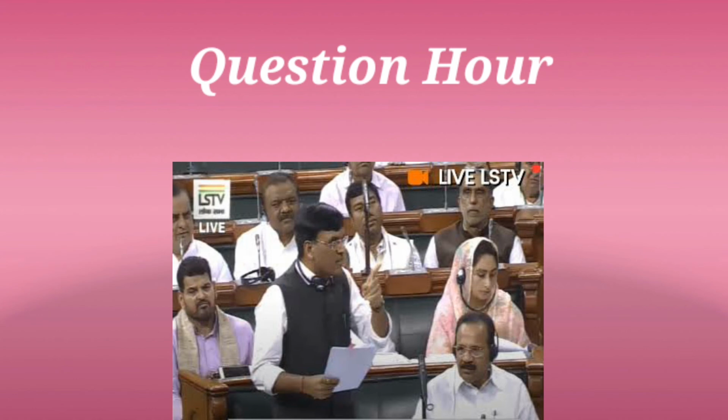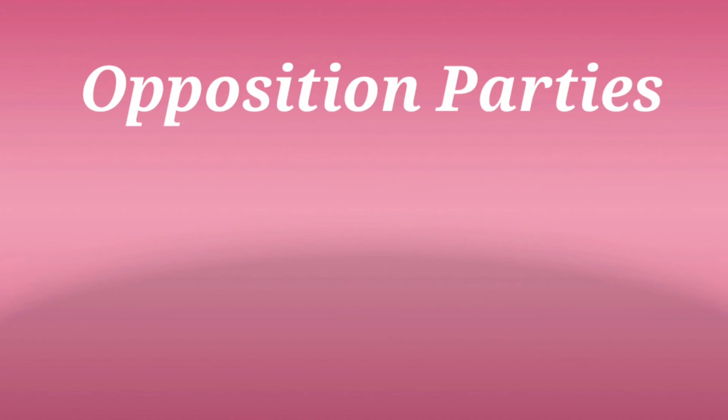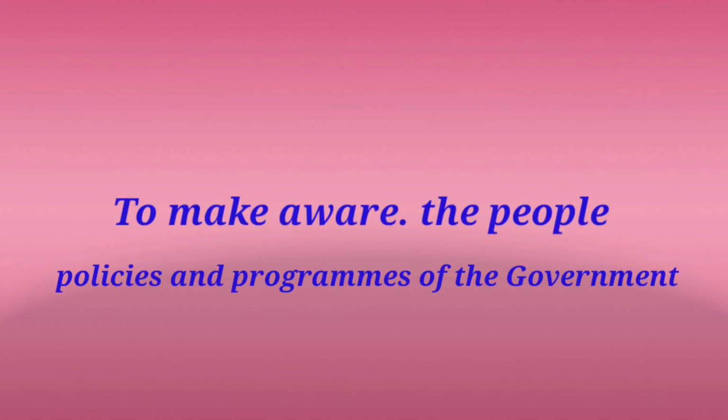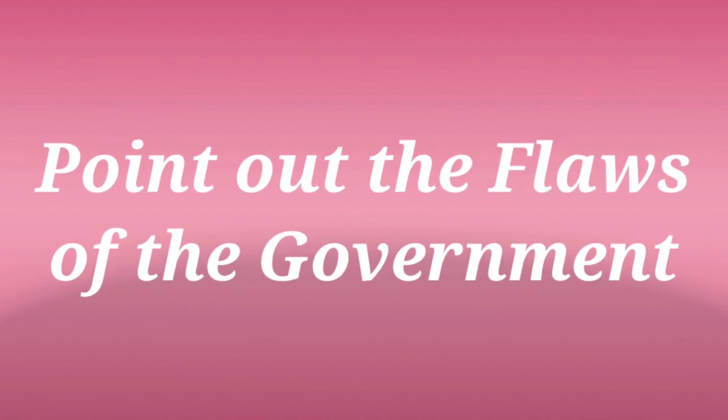The next point is about opposition parties. You know very well, the opposition party helps in the healthy functioning of democracy. The major function of the opposition party is to make people aware of the policies and the programs of the government. They mostly point out the flaws. They try to criticize the government. With the help of the opposition party, the people could understand the plus and minus of the government. This is one of the very important functions of the opposition party. And let me move to the next point.